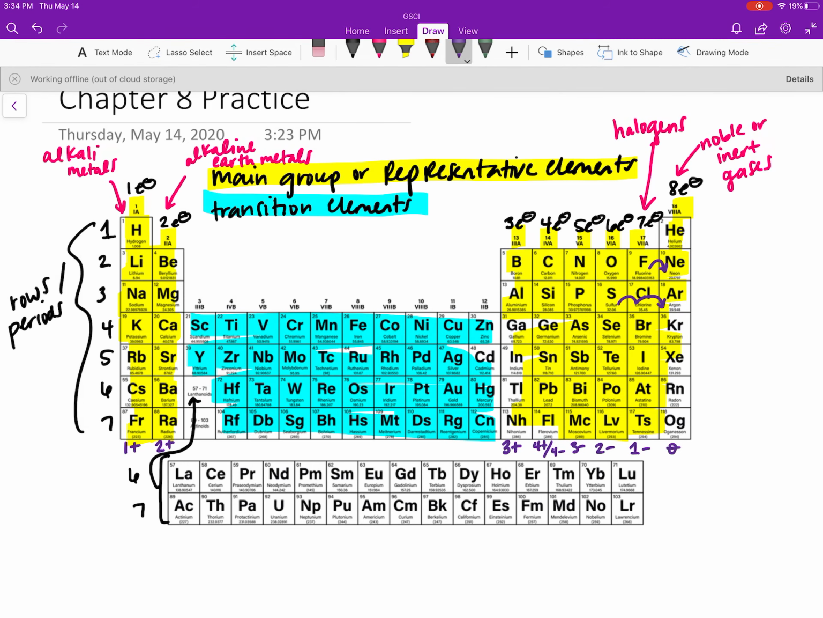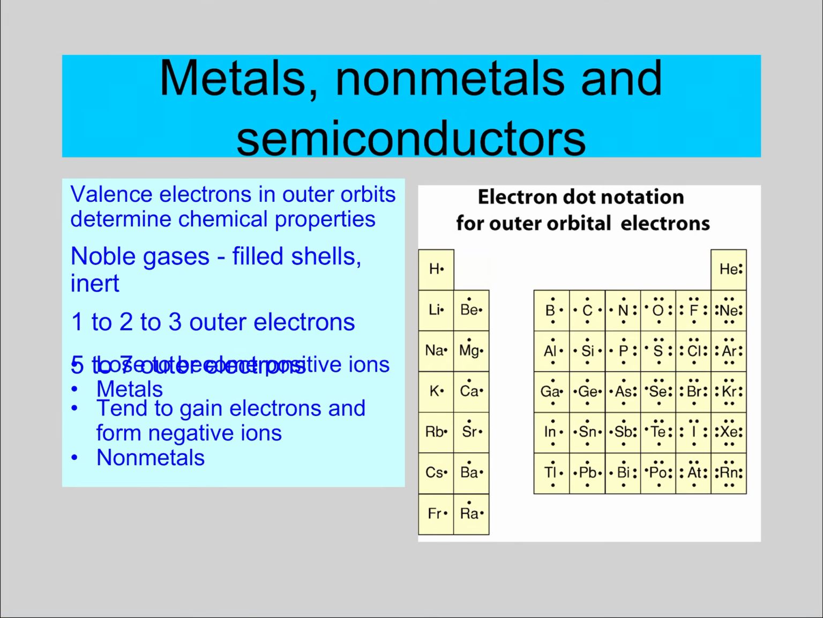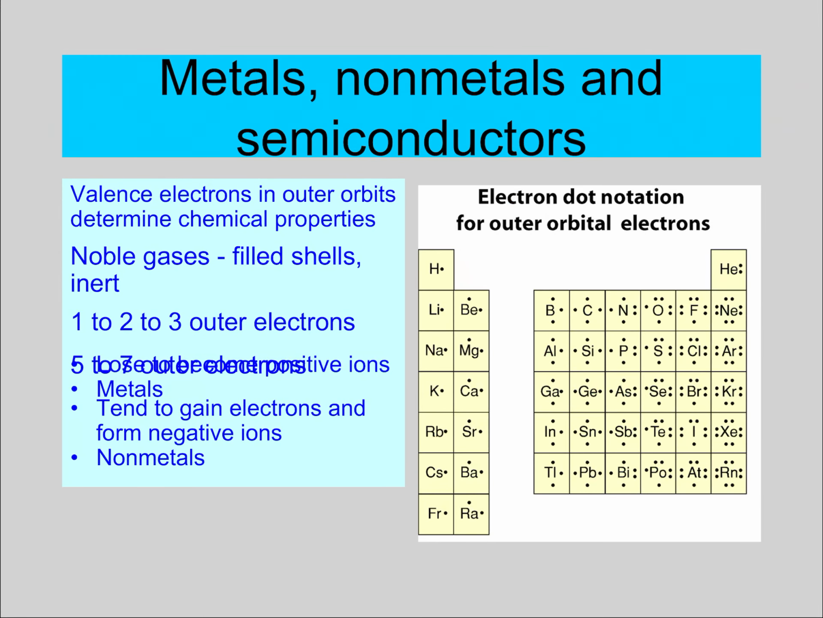So the final way we're going to classify our elements is by whether or not they are a metal or a non-metal. So, and I know this is kind of messy, the way the things are lined up. But what this says is that the valence electrons, which we defined as the 1 through 8, are going to be in the outer shell, and they determine the chemical properties.